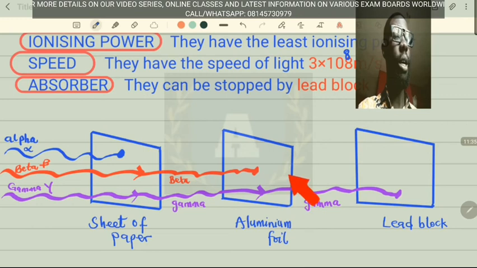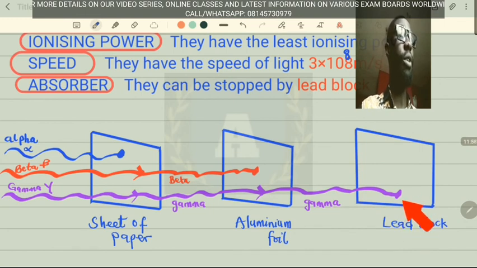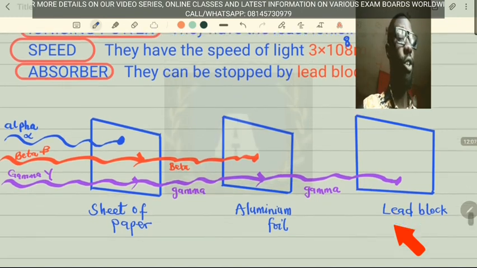Now, when they encounter another obstruction, which is the aluminum foil, the aluminum foil stops the beta particles, but it does not stop the gamma rays. So the gamma ray continues its motion, and when it encounters the lead block, the lead block stops the gamma ray, which has the highest penetration power. Those are the absorbing properties, and you can also tell the speed of each of them from that.